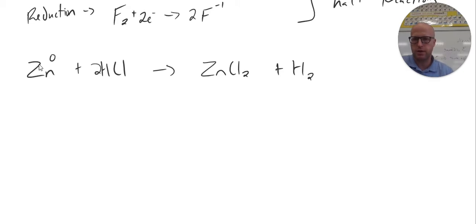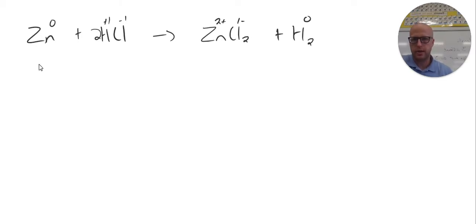So zinc has a charge of 0, hydrogen has an oxidation state of +1, chlorine has an oxidation state of -1. Okay, on this side now, zinc is in a compound, so it has a charge of +2. It's a chloride, so it has a -1 charge. And then hydrogen is by itself, so it has a 0 oxidation state. So let's look. Do we have elements that change their oxidation state? Zinc went from a 0 to a +2. Well, how do you do that? It lost 2 electrons.